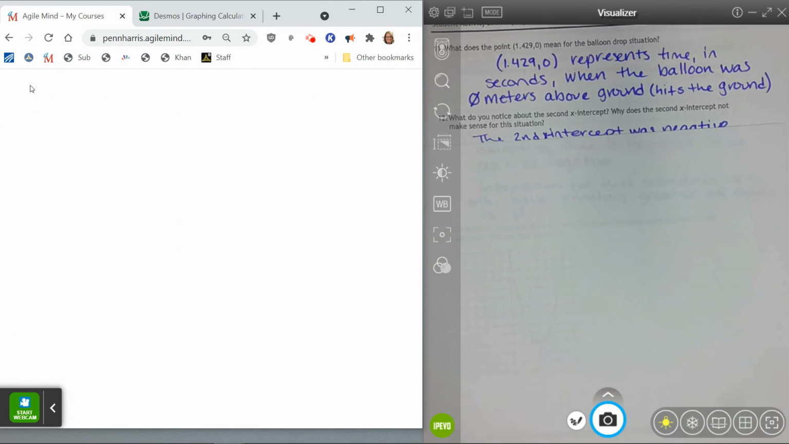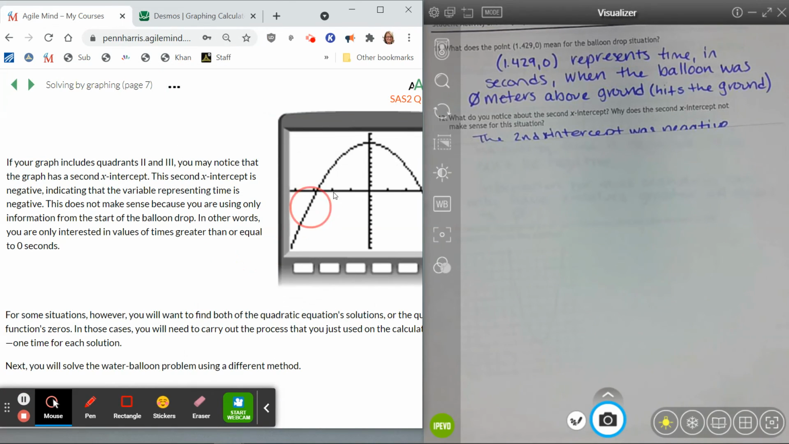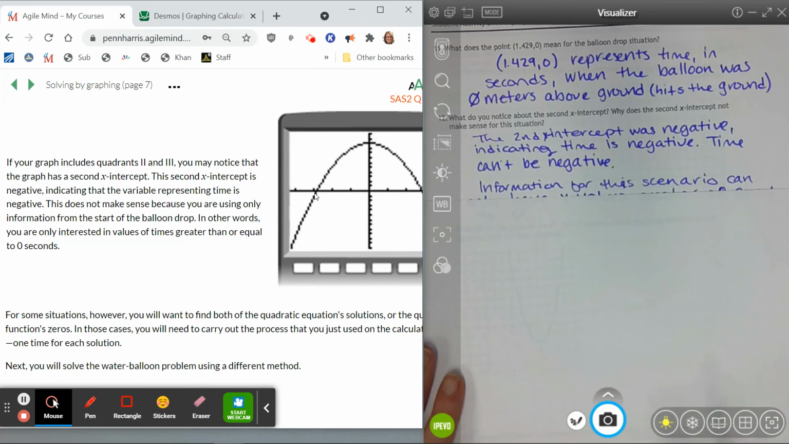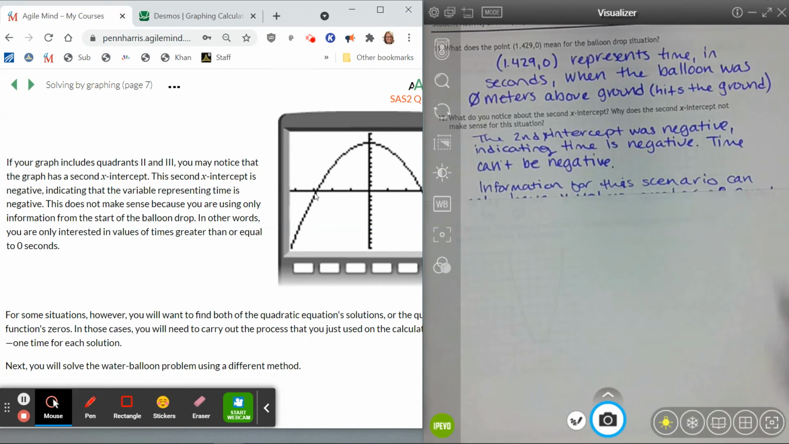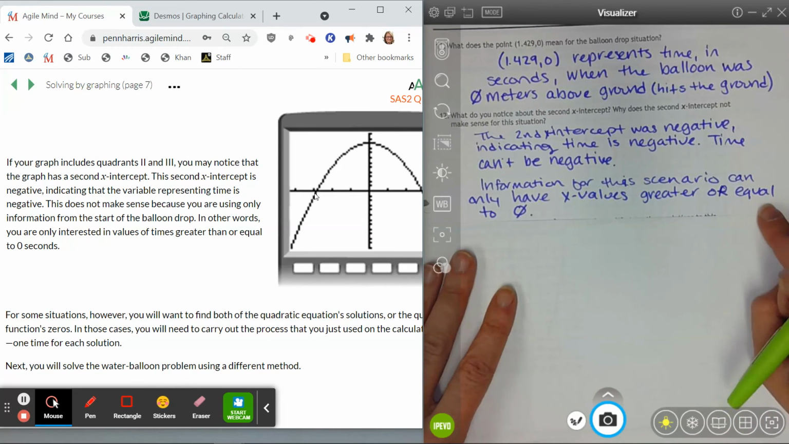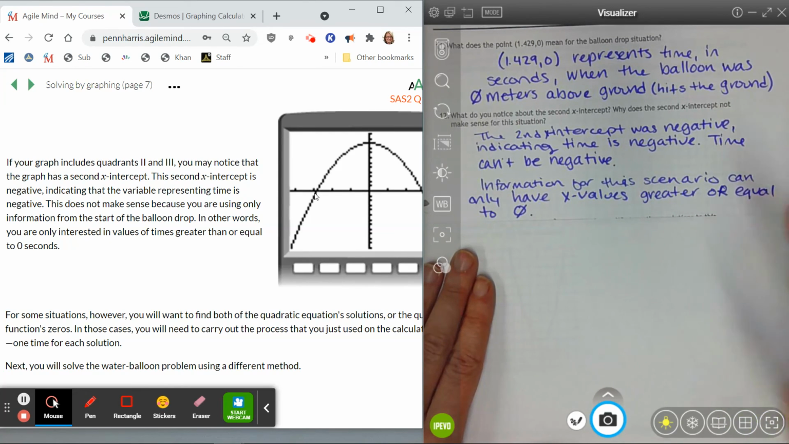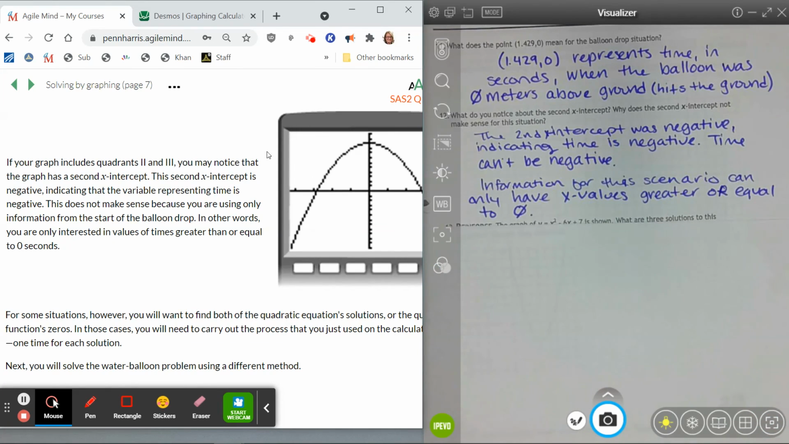So what do we notice about the second intercept? I'm going to go back so that you guys can see that. Oh, you can see it on here too. This second intercept is over here, okay? What do we notice about it? It's negative, indicating that time is negative. Time cannot be negative. Information for this scenario can only have x values greater or equal to 0, meaning time can start at 0 or it can go on from there, but we cannot go back in time.